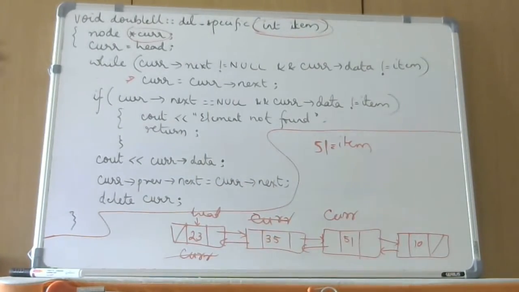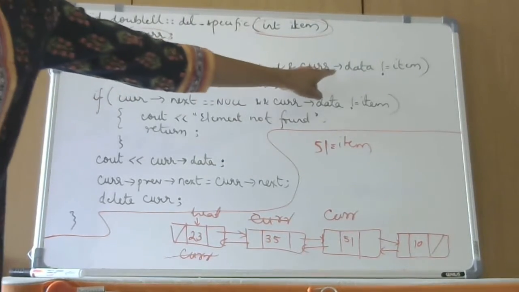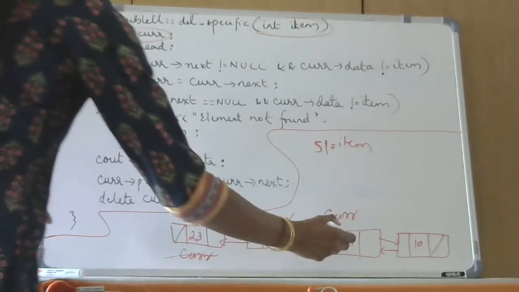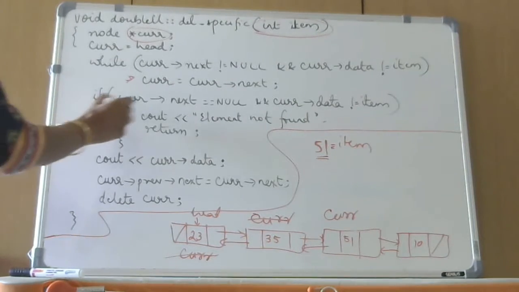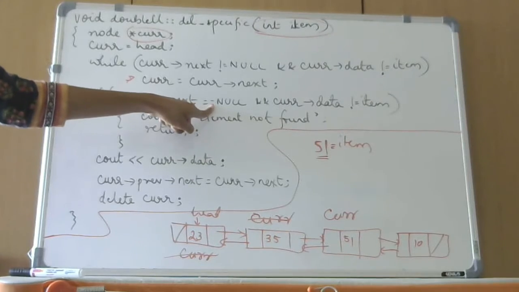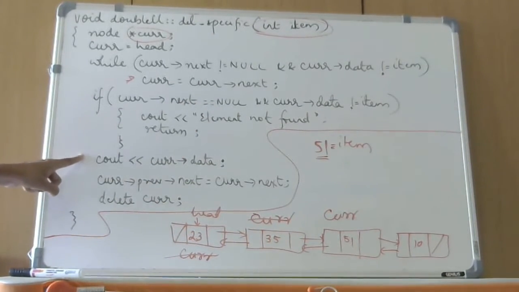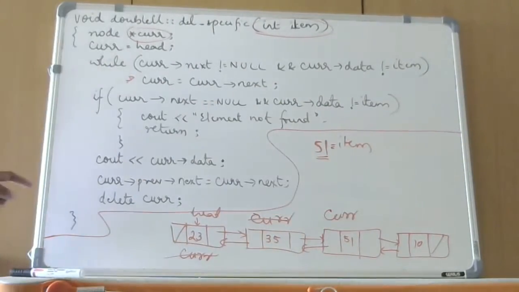Now, current of next is not equal to null. This condition is satisfied. But current of data is not equal to item, this condition is not satisfied because current of data is what? 51 is equal to 51. So I will come out of the loop. When I come out of the loop, I will again come to this if statement. If current of next is equal to null, it is not equal to null. So it will not get into this, it will come here. See, current of data. What is current of data? 51. So I will display deleted item is 51.